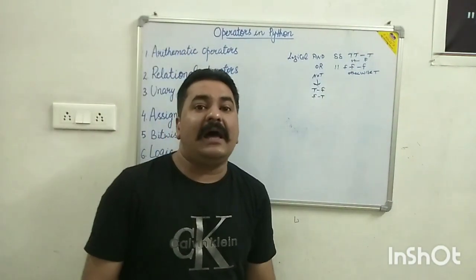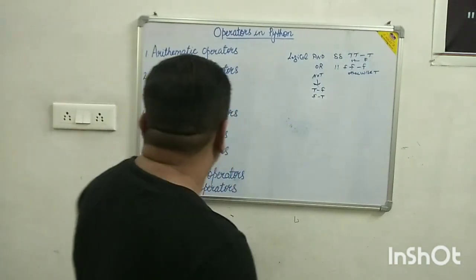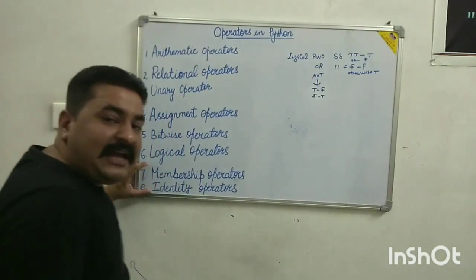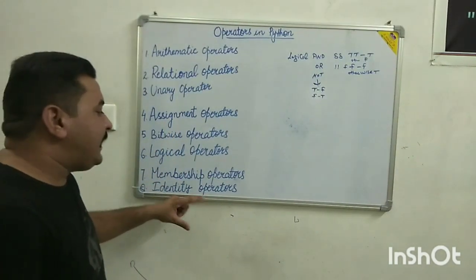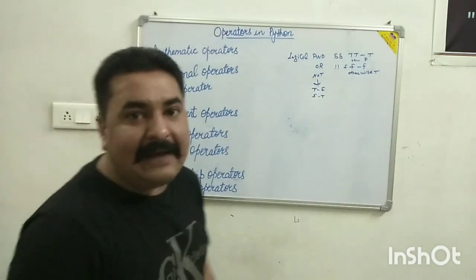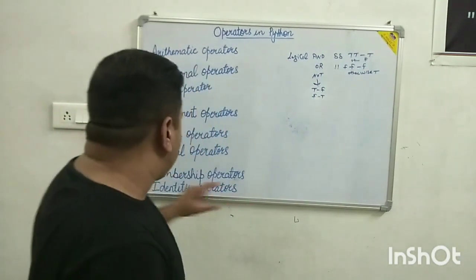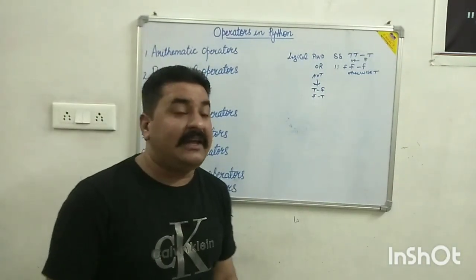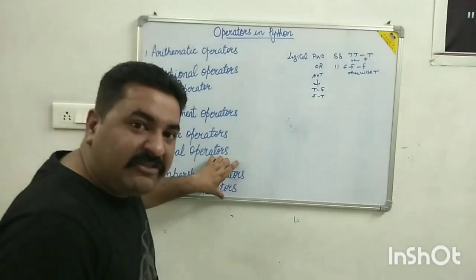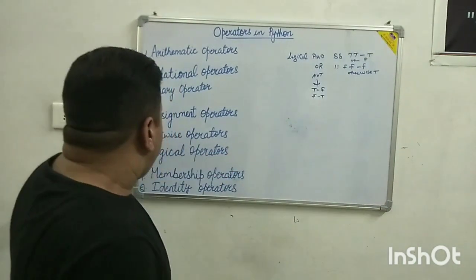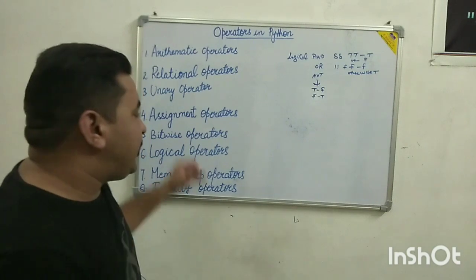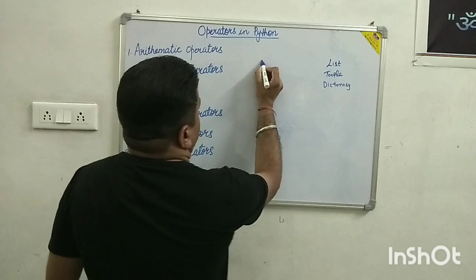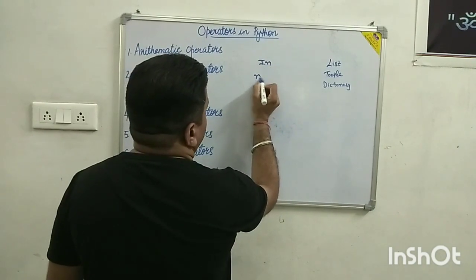Then next comes the membership operator. The next two operators that we are using, the membership operator and the identity operator, come in the Python language only. We are not using both this membership and identity operator in the C language. That means these are the additional operators in Python. So now we came to the membership operator. In membership operator, we have two operators: in and not in.